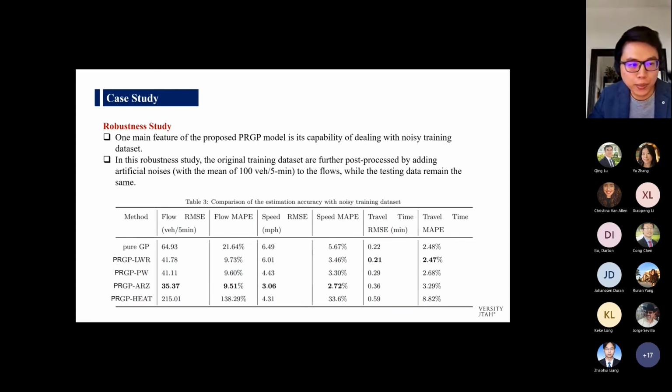The logic behind this is that we can borrow the physics knowledge from the traffic flow model to regularize the training process. The physics knowledge can tell us that some data may have potential problems, and then the model training process will tend to give lower weight to those potentially noisy data points. That's why we can have a much better model performance.